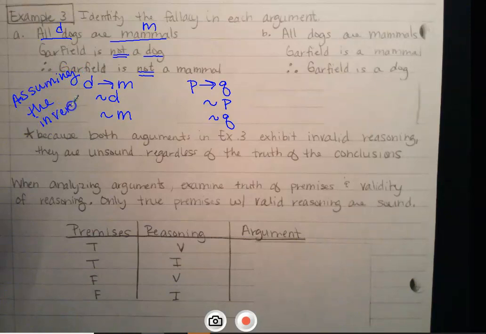Okay, so that's a big one. And you could have labeled those P and Q up there. It was just easier to do D for dog and M for mammal. All right, let's look at the next one, B.